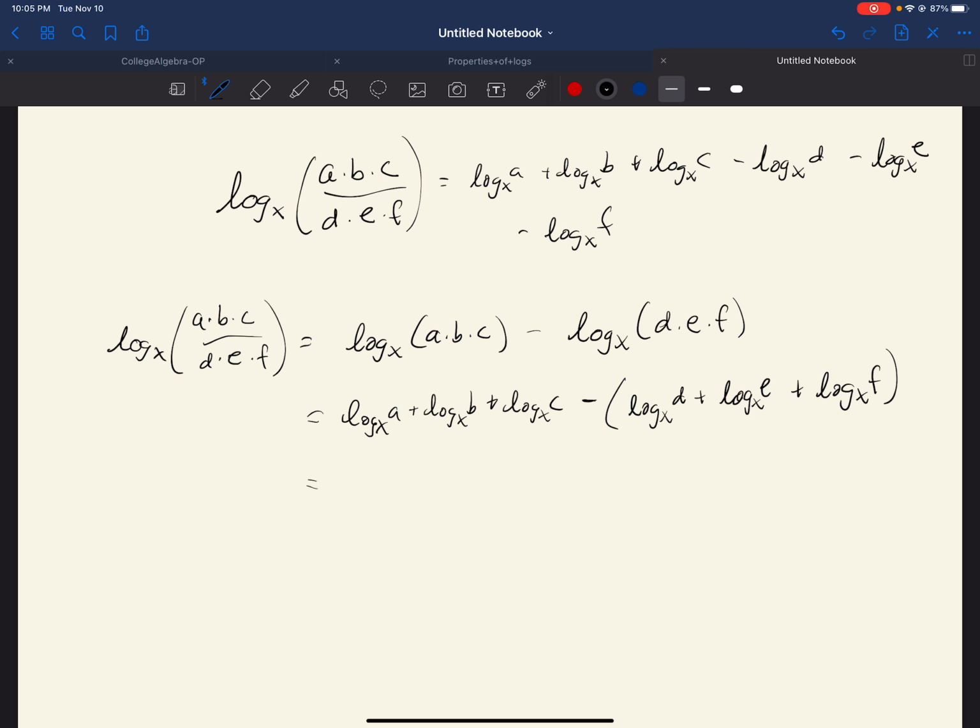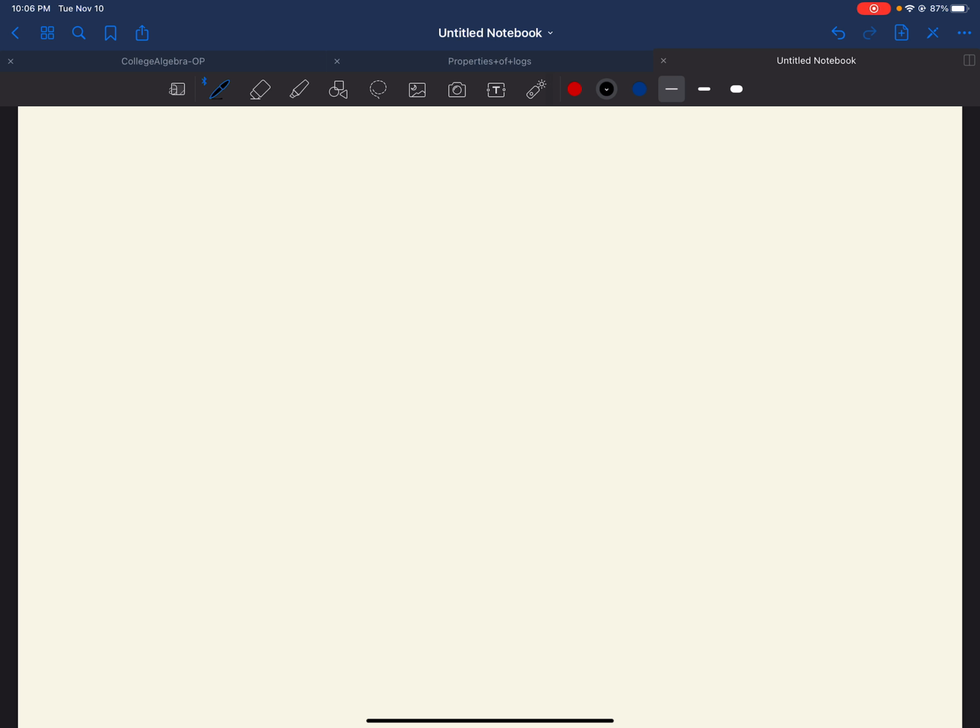So in the end, we get log base x of a plus log base x of b plus log base x of c minus log base x of d minus log base x of e minus log base x of f. So there you have it. Why do I show that to you? Because here's the type of homework problem that you are going to encounter. It will say expand as much as possible.